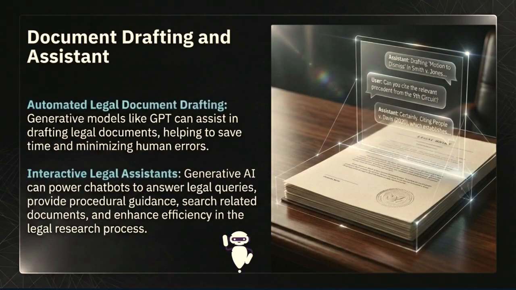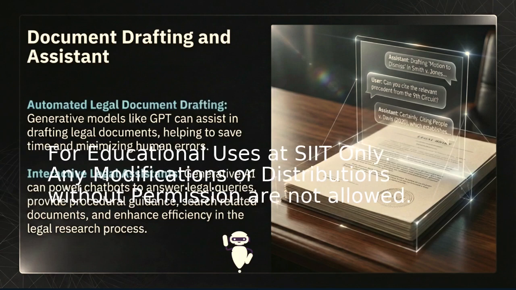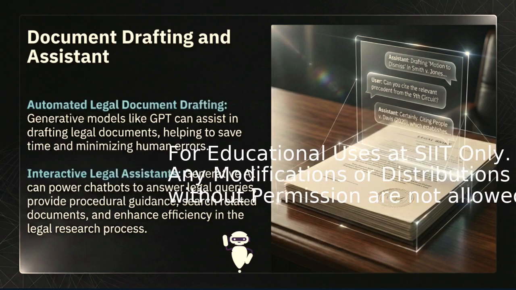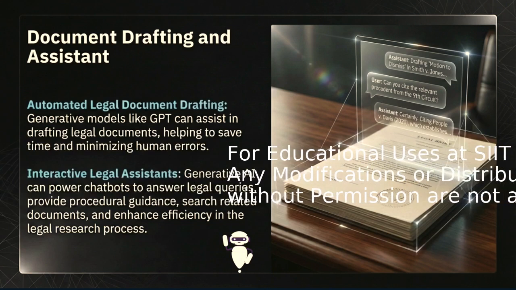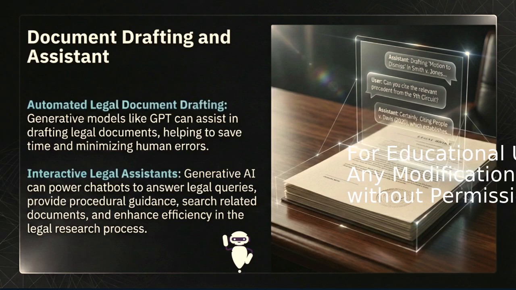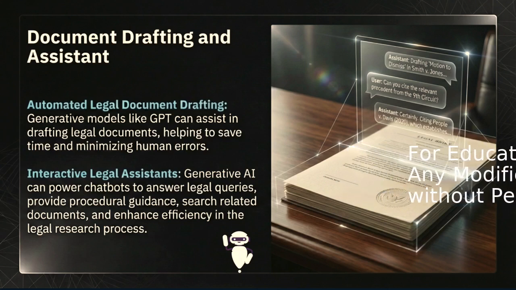Beyond the threat, we can also use generative AI for document drafting and assistance. Generative AI like ChatGPT, Claude, or Gemini can assist in automated document drafting for legal personnel. Not only that, we can apply generative AI as an interactive legal assistant as well, which enhances their productivity and efficiency to another level.